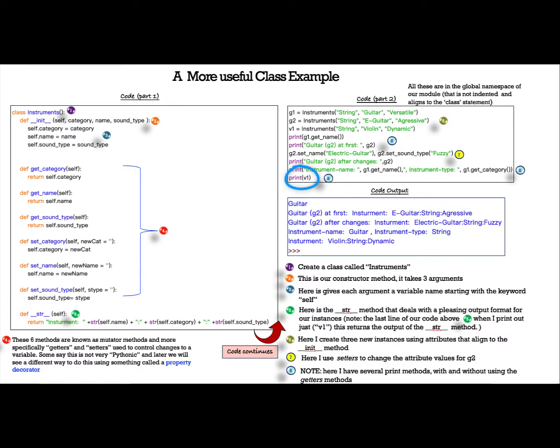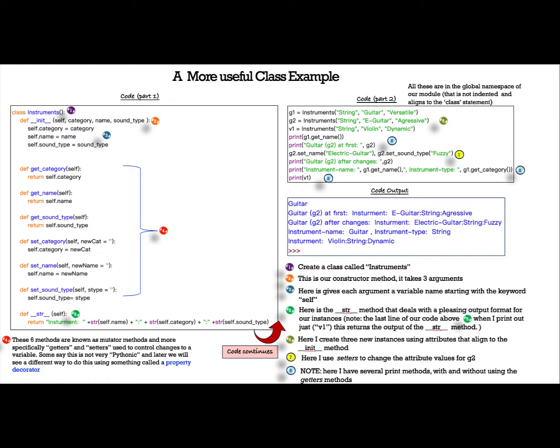Note here the last line of our code above. When I print out v1, this returns the output of our string method, so that's what it would look like right here. Here I create 3 new instances using attributes that align to the init method. And here I use setters to change the attribute values for our instance G2. And note, I have several print methods with and without using the getters methods. So it's very flexible what you can do with Python classes.